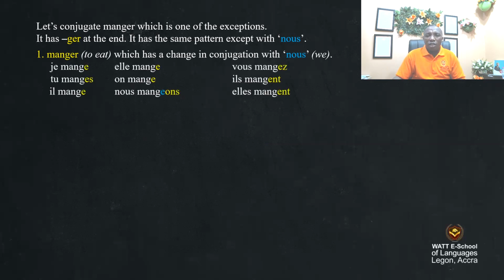Look at the conjugation here. Je mange, tu manges, il mange, elle mange, on mange. Nous mangeons, vous mangez, ils mangent, elles mangent.